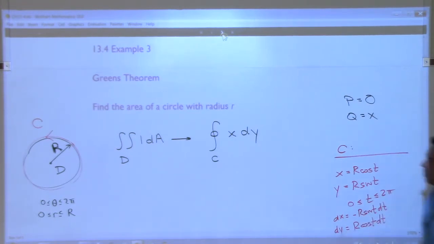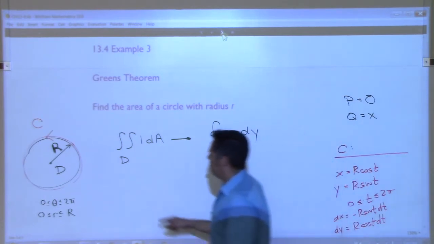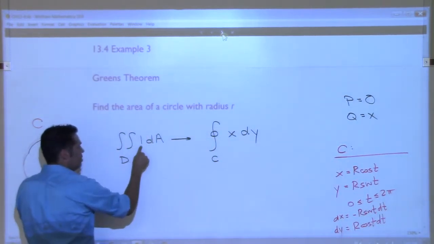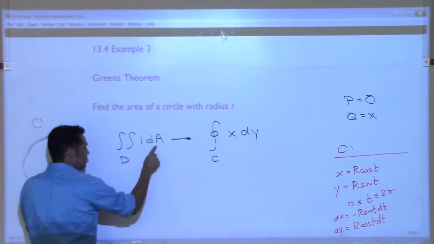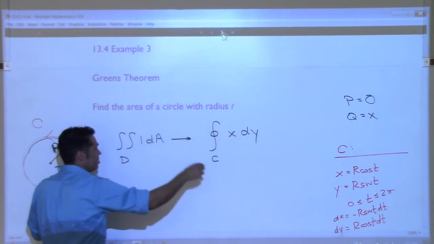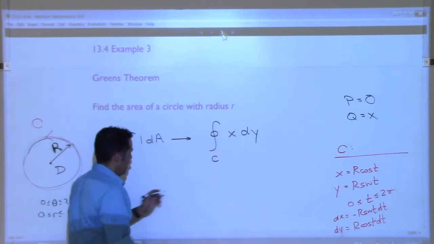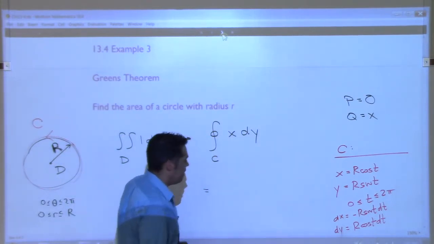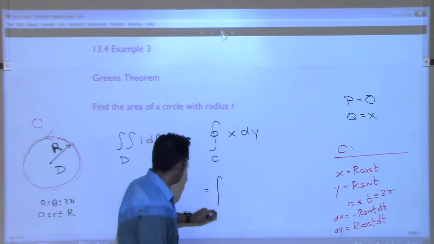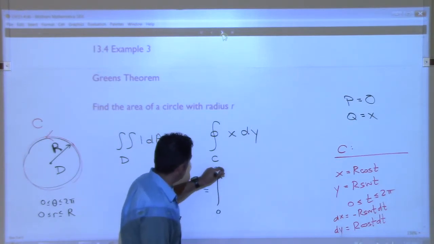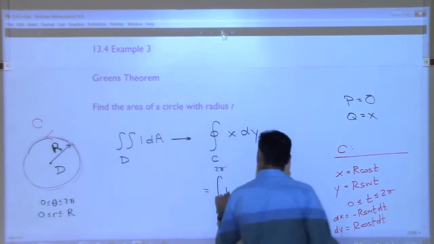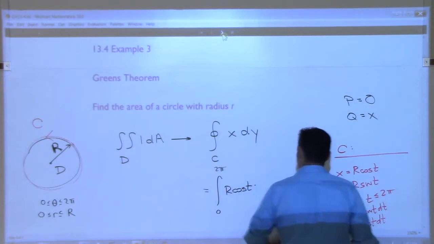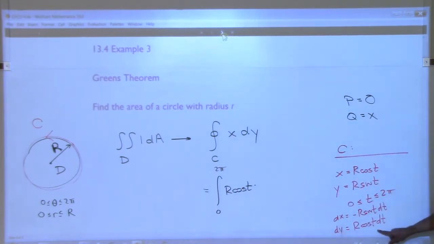All right, so let's rewrite this as a line integral then, right? This double integral over D of 1 dA, according to Green's theorem, if we let p and q be those things, will turn out to be this every single time. And that for us, with that parametric representation, should be an integral from 0 to 2 pi of x, which for us is R cosine t, and then times dy, which is R cosine t again, dt.